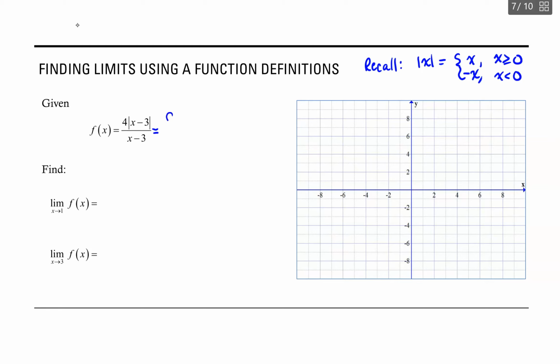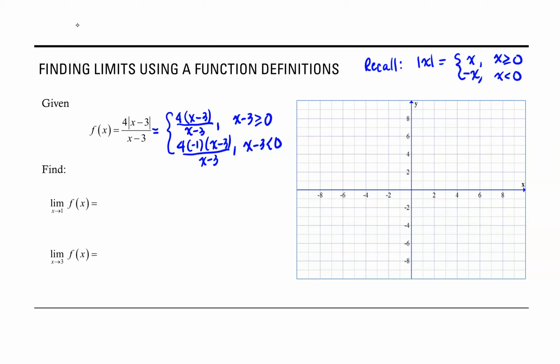So what do we get? It's going to be 4 times x minus 3 over x minus 3 if x minus 3 is positive, or greater than or equal to 0. And it's going to return to us the opposite. So I'm going to put a negative 1 here, of x minus 3 over x minus 3 if our x minus 3 happens to be negative.